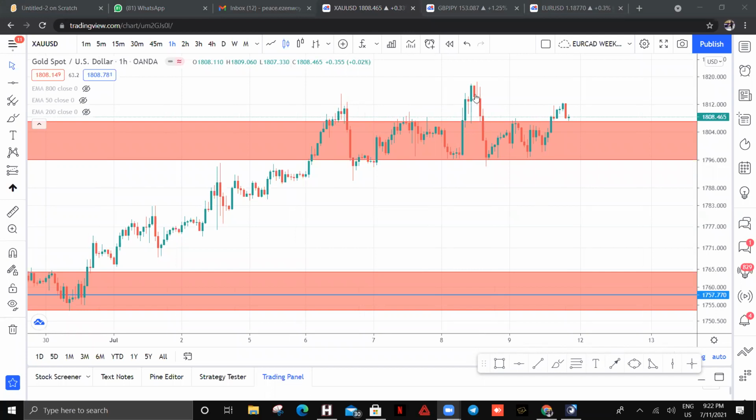So when it breaks out from here, and you take the buy, what happens? It will come down and hit your stop loss. So always be patient enough to wait for a retest.